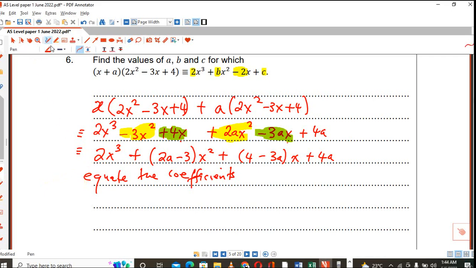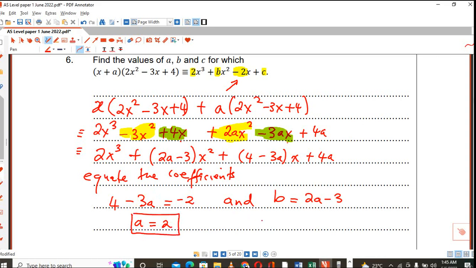So the first one I can work with is the 4 minus 3a, and that is the one for x. It is therefore going to equal to minus 2. Okay, and another one that I will use is the one that's b equals to the one of the x squares, 2a minus 3. Okay, right. So these are the two equations that I have. This one here I can definitely calculate. This one here will give me a equals to 2 if you were to calculate it.